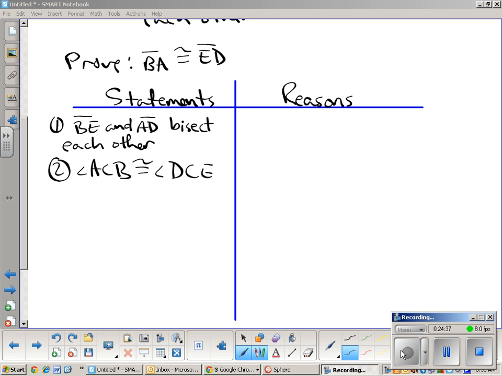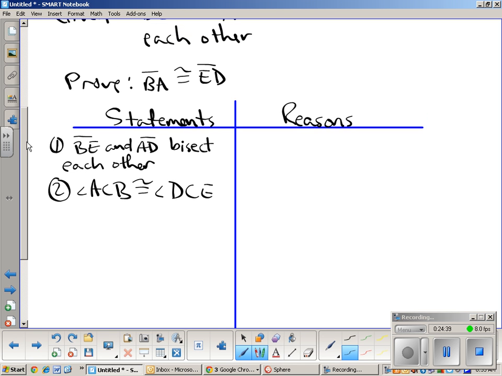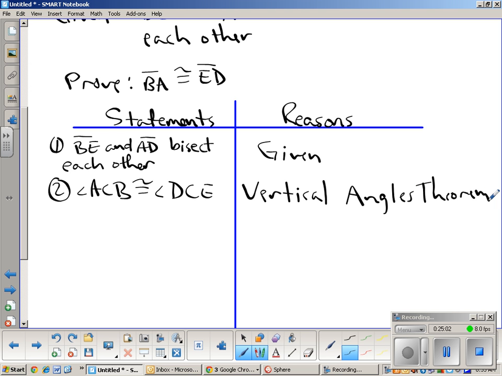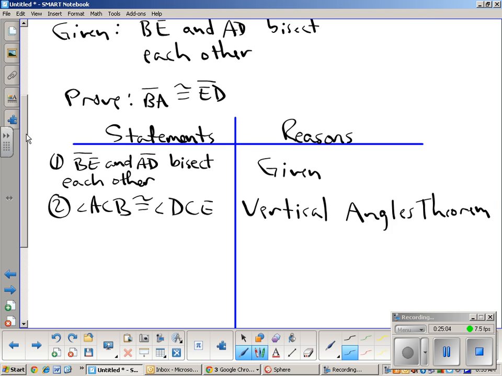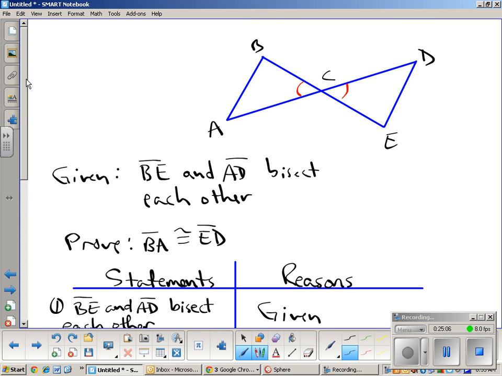Okay. So the given was segment BE and segment AD bisect each other. And then a lot of you saw right away the vertical angles. And so we say vertical angles. It's actually a theorem, but if you don't have that on there, I'm okay with that. And so we marked the angles we had.